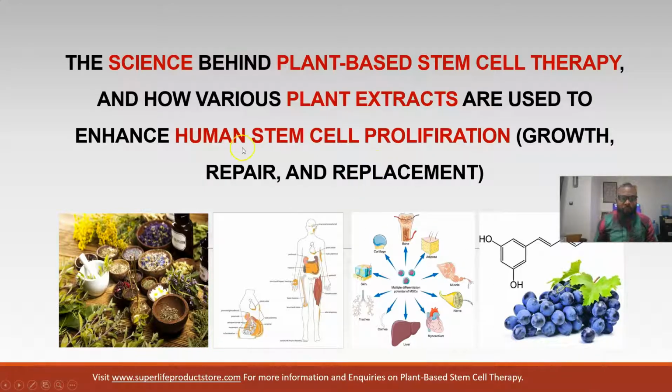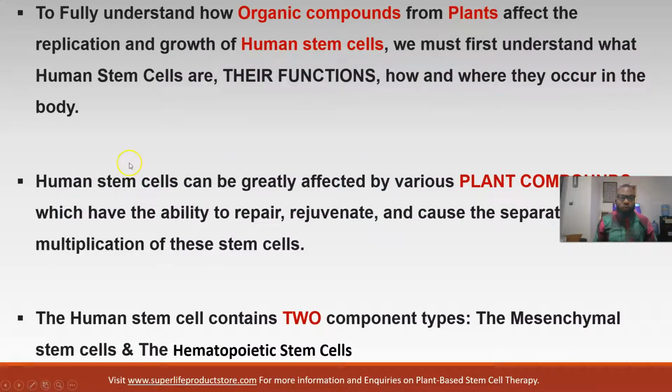The science behind plant-based stem cell therapy, and how various plant extracts are used to enhance human stem cell growth, repair, and replacement. To fully understand how organic compounds from plants affect the growth of human stem cells, we must first understand how human stem cells function on their own, and where they occur in the human body. Human stem cells can be greatly affected by various plant compounds, like I've said earlier, and they affect the rejuvenation, the repair, and the ability to differentiate and multiply of these stem cells.